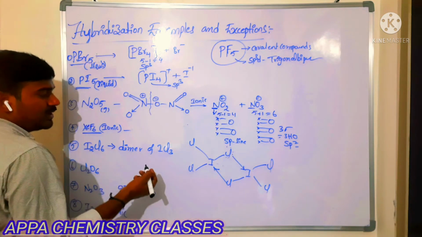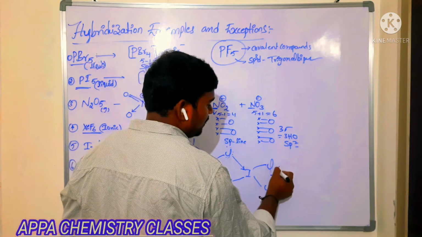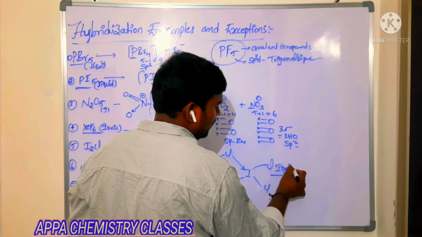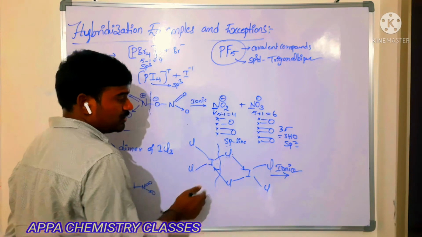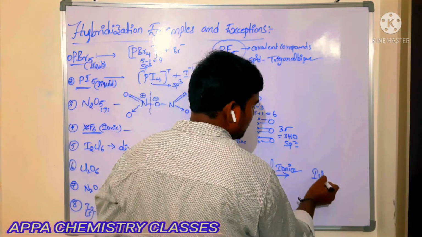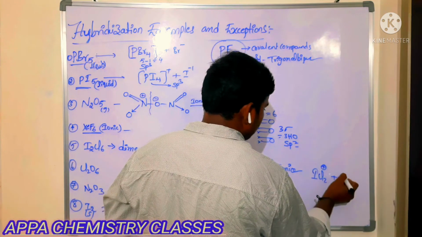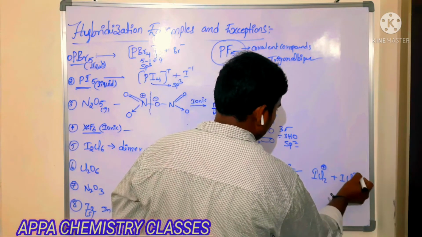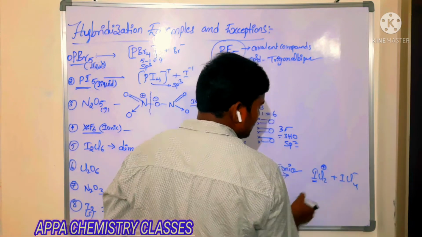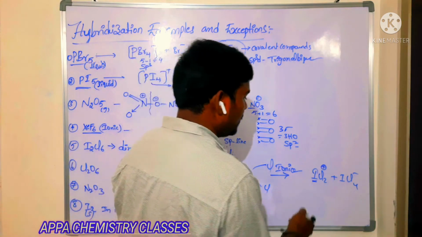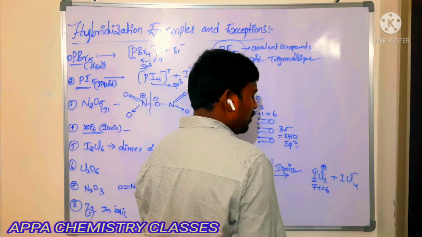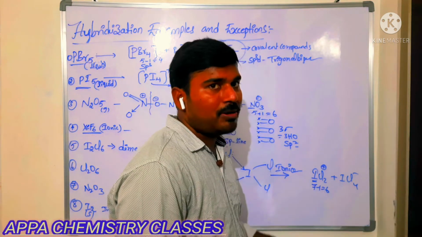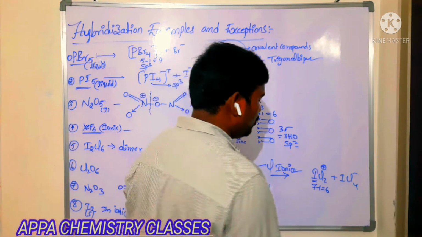Now what happens in case of ionization? Whenever it undergoes ionization, heterolytic cleavage takes place. So then we are getting ICl2 plus and ICl4 minus. Okay? So ICl2 plus, 2 sigma bonds here, that is 7 minus 1, that is 6. So out of 6, 2 are involved in sigma bonds, 4 will be there. 4 is nothing but 2 lone pairs.